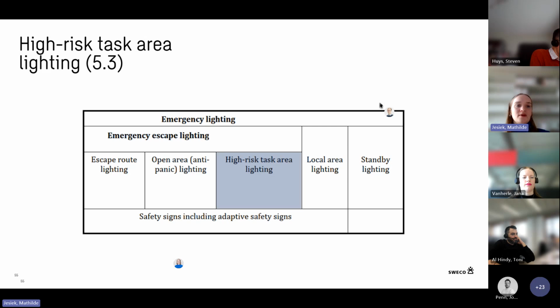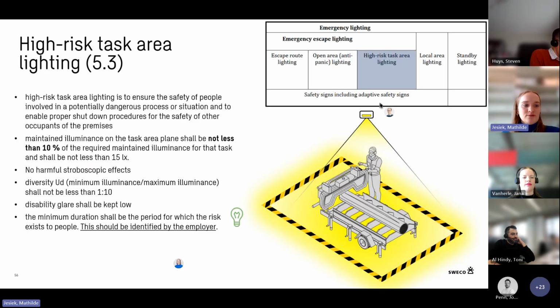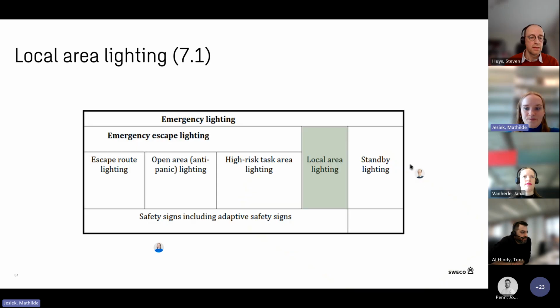Then a high-risk task area. This didn't really change. It just says that in high-risk areas, dangerous situations, you cannot have less than 10 lux of the normal lighting, and this should be minimum 15 lux. New in the new norm is that they write that this high task area should be identified by the employer. So this is also a question that you need to ask early on to your client in the design stage.